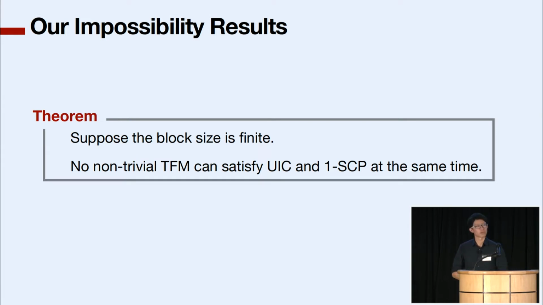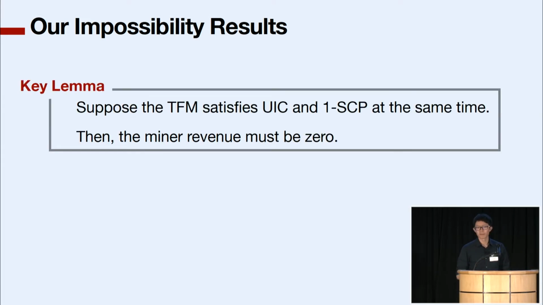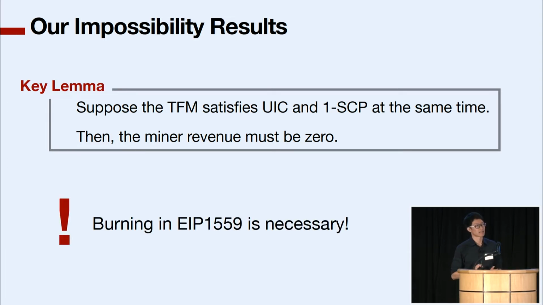And actually, to prove this impossibility, we prove this key lemma first. This key lemma says, no matter whether the block size is finite or infinite, if you want UIC and 1 SCP, the miner must get nothing. This key lemma actually explains why on Ethereum, we just saw that everything will be burned, all the base fee will be burned. This is actually necessary in EIP 1559.